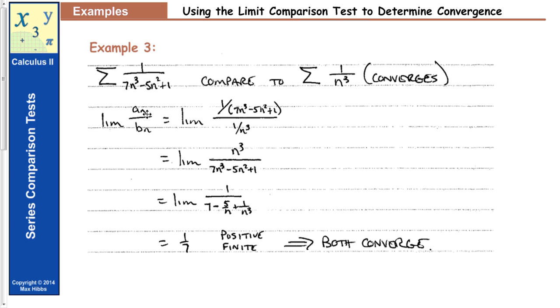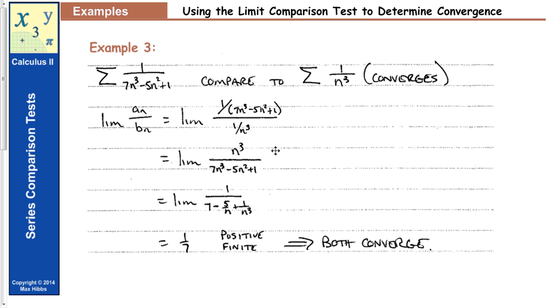So now we look at the limit of the a sub n's over the b sub n's. Here's the a sub n terms. Here's the b sub n terms. So we look at that limit as n goes to infinity, and I've been a little lax here, haven't I? And so I will invert and multiply again. That gives me an n cubed in the numerator, and the denominator is 7n cubed minus 5n squared plus 1.